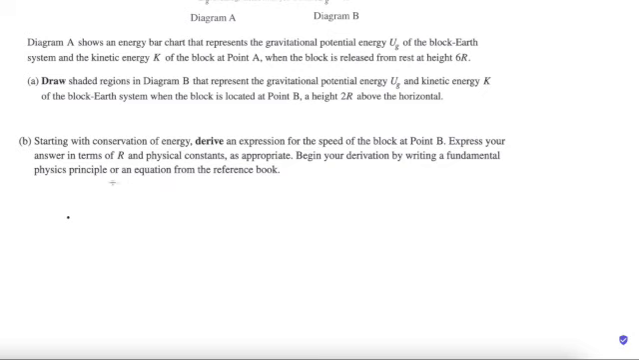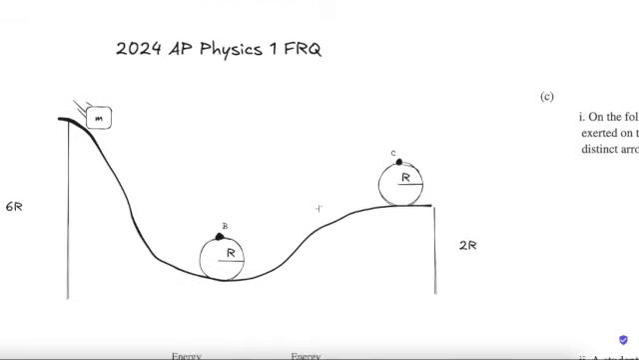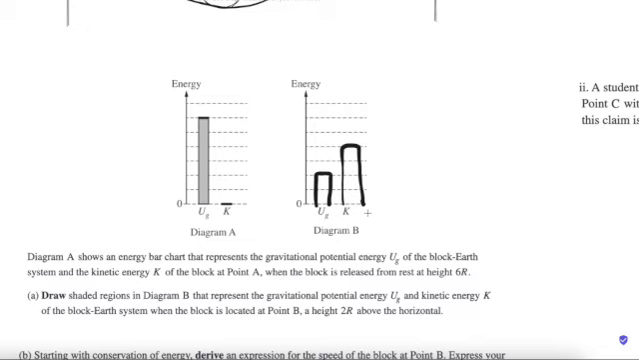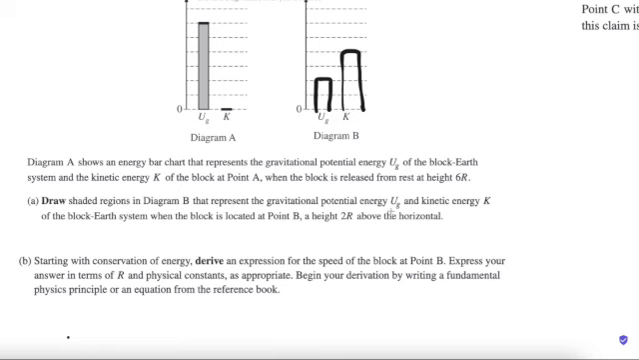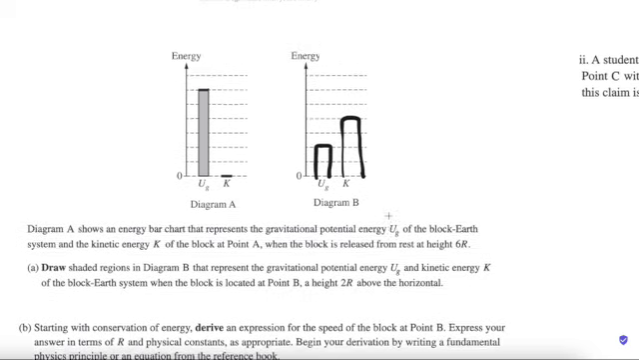Okay, so what does the second question ask us to do? It says that we need to derive an expression for the speed of the block at point B. We need to express our answer in terms of r and physical constants as appropriate. So how do we do that? Think about it. Conservation of energy is how we did this problem, and you realize that kinetic energy is 1/2 mv squared, and that v represents the velocity. So we can use conservation of energy to get our answer here.